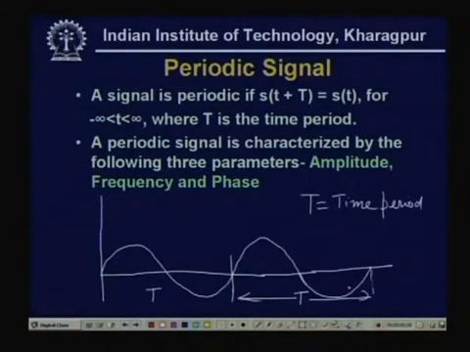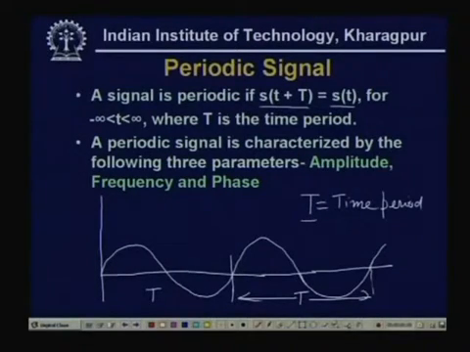Mathematically, s(t + T) is equal to s(t) for the range minus infinity to plus infinity of time. That means it started long back and it is generated continuously. Then we call it a periodic signal, and it has a time period T. This capital T is the time period.